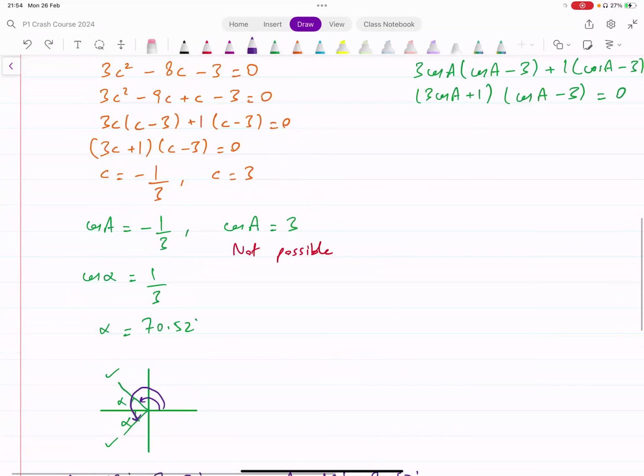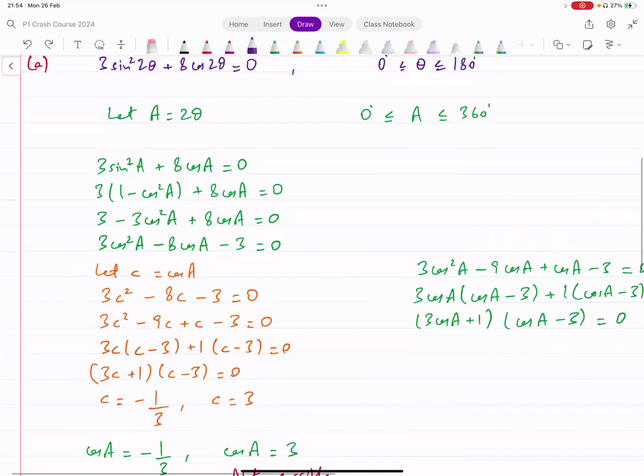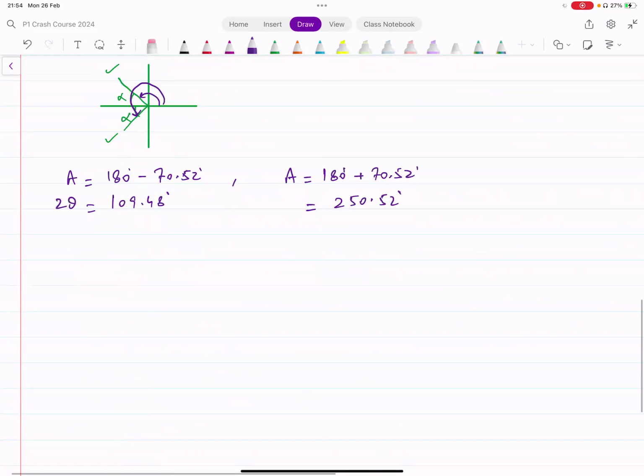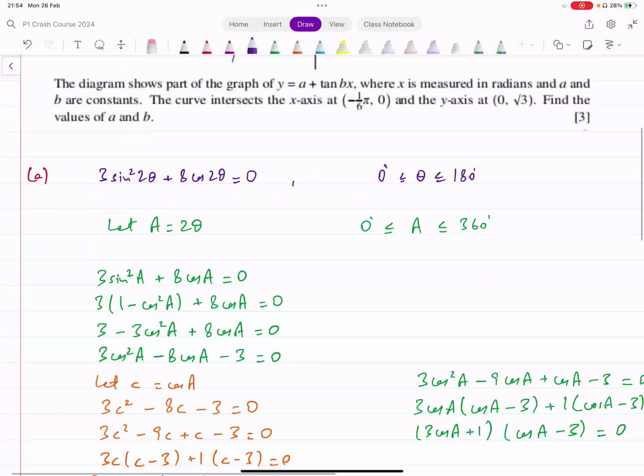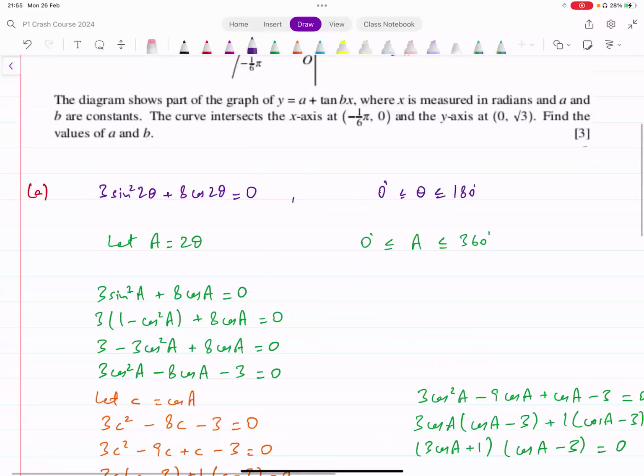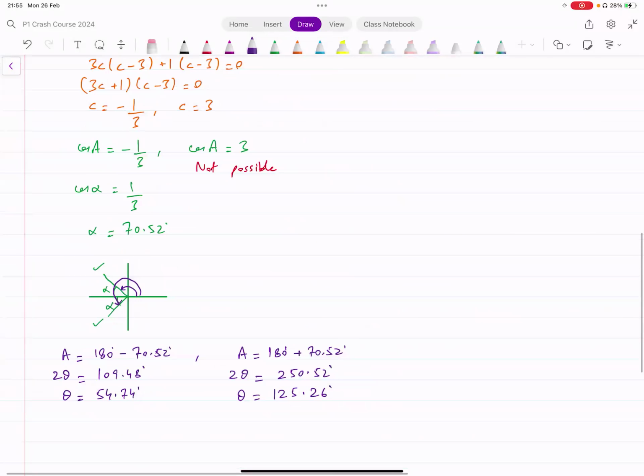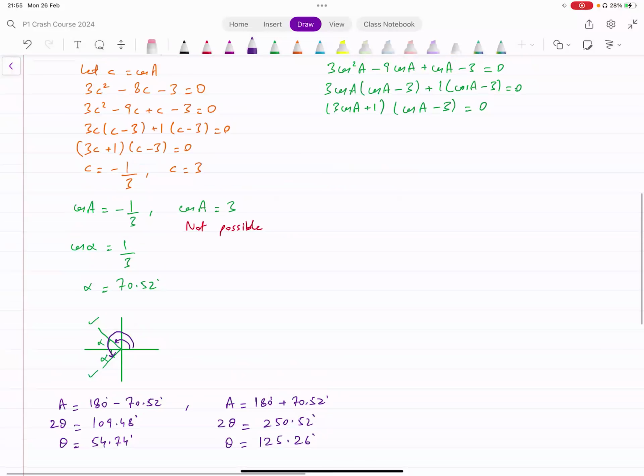Now, what was A? What was that substitution? A was 2 theta. Let's put that back. So we say 2 theta is equal to this. That means theta equals 54.74, and theta equals 125.26 degrees. These are the two possible values of theta that we get from this. And yeah, that's what we were looking for, the values of theta. Make sense?